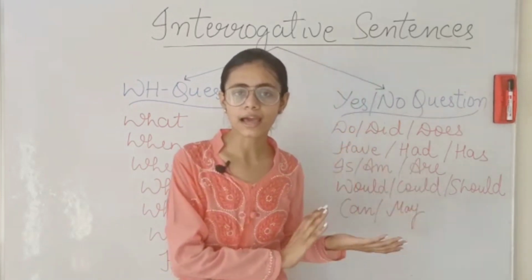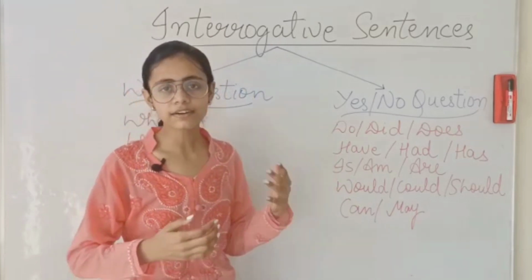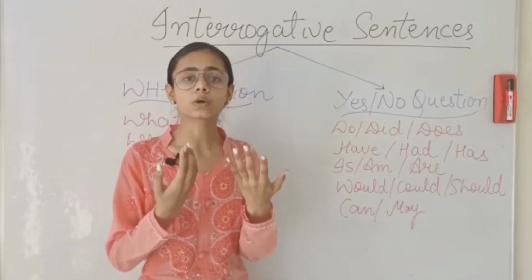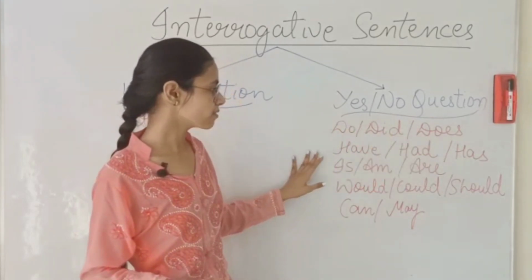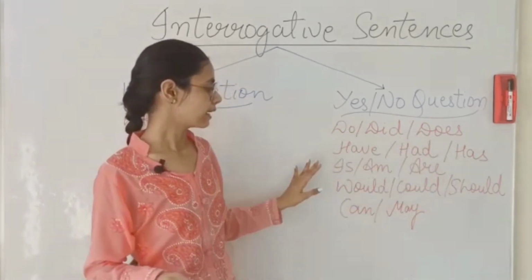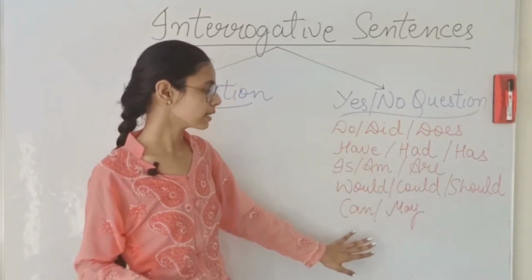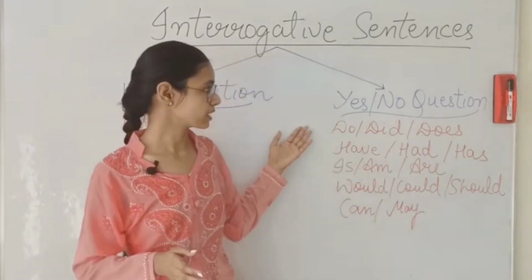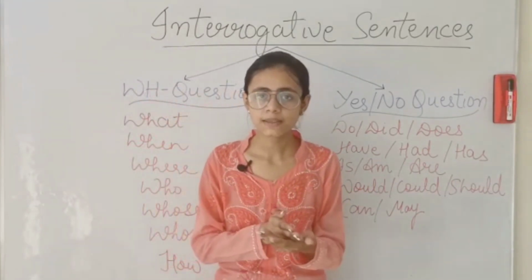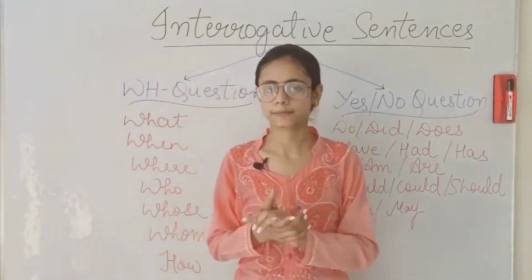While on the other hand, yes or no questions use auxiliary verbs to put up the question. Do, did, does, have, had, has, is, am, are, would, could, should, can or may can be used to put up the questions which belong to the yes or no category of interrogative sentences.